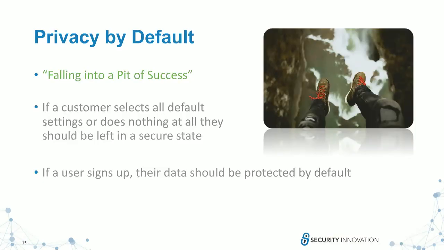Next, privacy by default. We want to make sure that if the customer selects all the default settings when they create an account with us, that we leave them in a secure state. Like if they create the account, they don't do anything different with the settings that they are allowed to change, that right there they are left in a secure state and their data is protected by default. It's not the user's responsibility to change. So this is called privacy by default. We're making it as easy for the user as possible to protect their data.